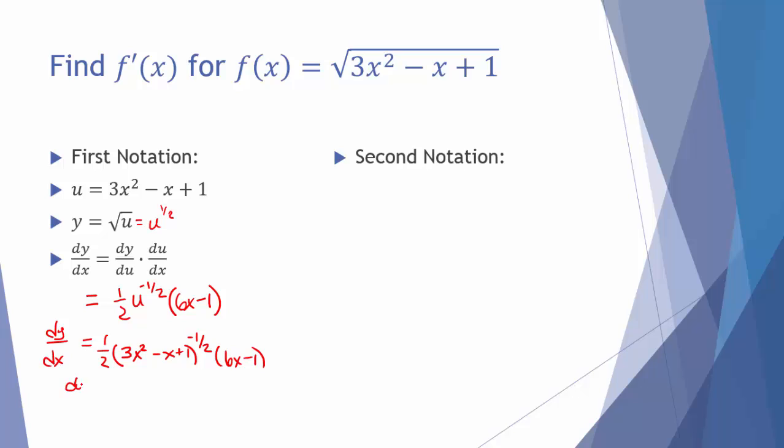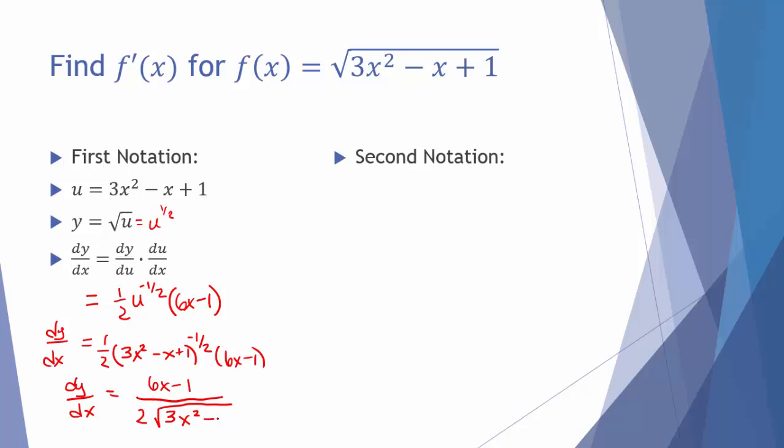So when we clean up the notation just a little bit, keep in mind negative exponents move functions to the denominator. In our numerator, we'll have 6x minus 1. In the denominator, we'll have the 2 from the fraction of 1/2, and then the 3x squared minus x plus 1 will move to the denominator to make this a positive 1/2, and then 1/2 just changes it back to a square root.